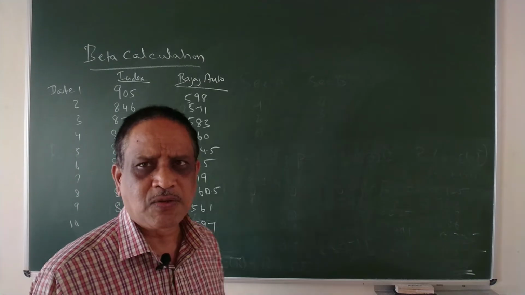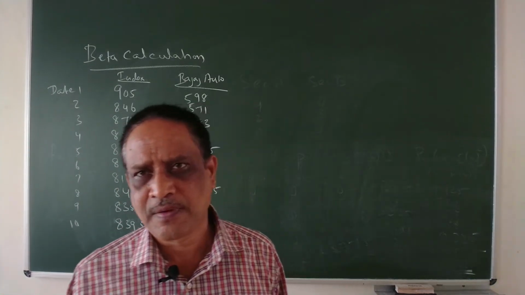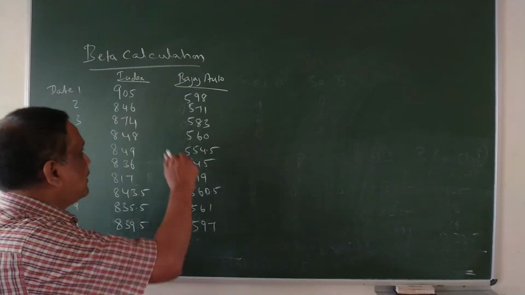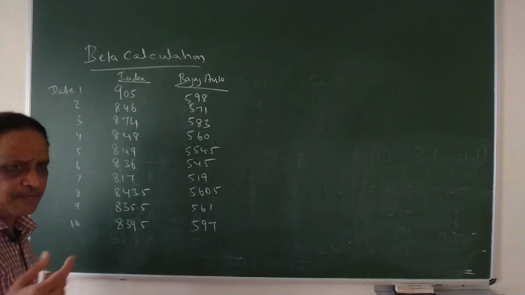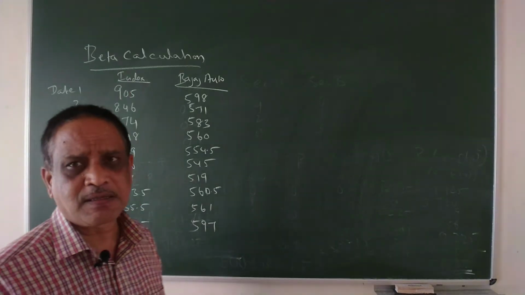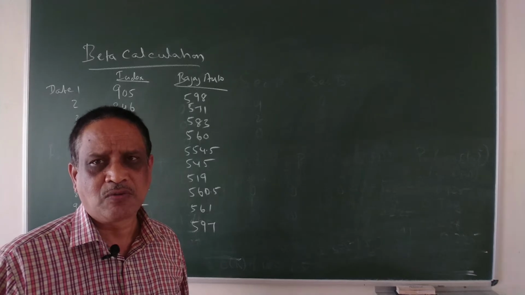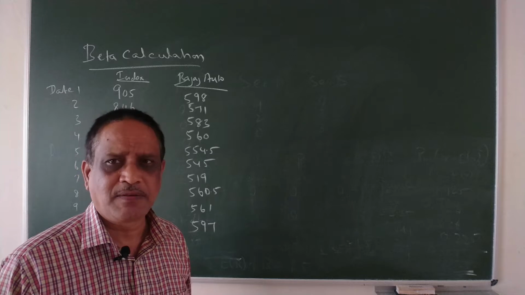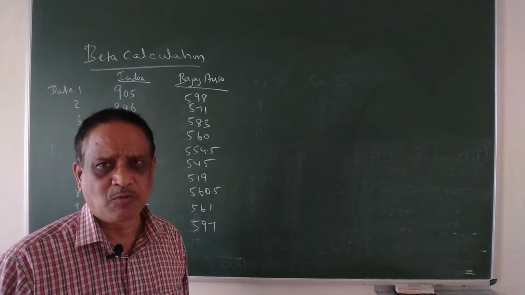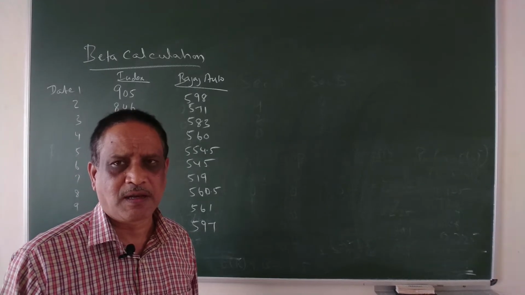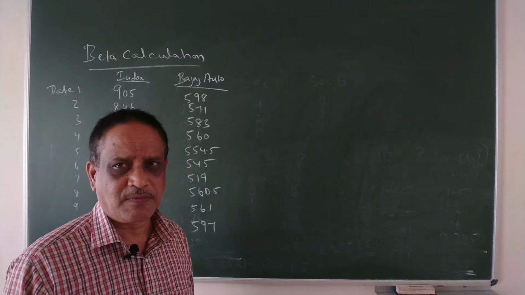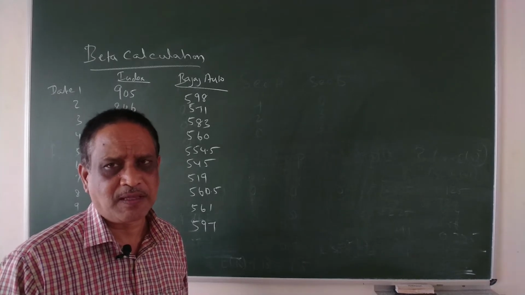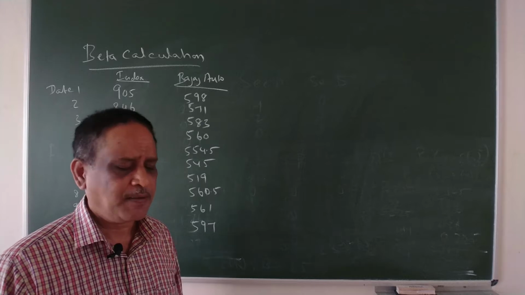Hello students, let us do a problem in calculation of beta. So we know what is beta. Beta is the tendency of the stock to move along with the index. So what they will give is the share price movement for so many days and also the index movement for the similar number of days. We have to calculate beta.